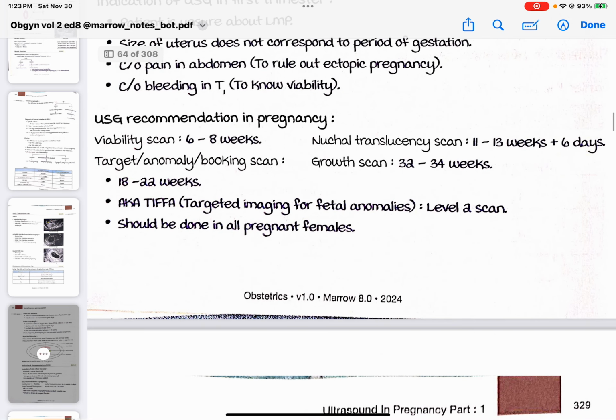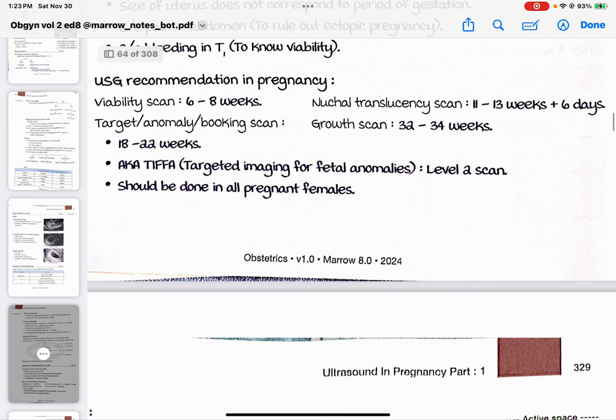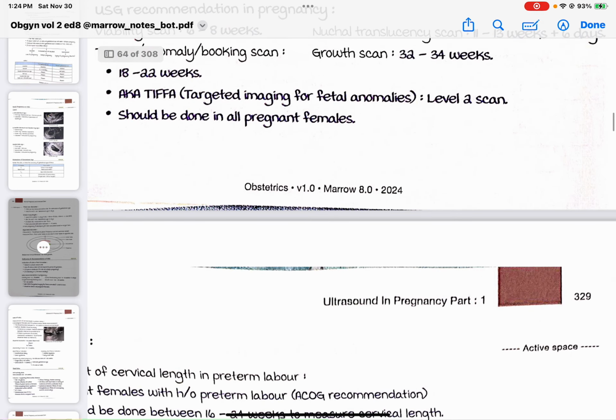Ultrasound recommendations in pregnancy. Viability scan is done at 6 to 8 weeks. Nuchal translucency scan at 11 to 13 weeks plus 6 days. Target anomaly scan, block booking scan, at 18 to 22 weeks, also known as TIFFA: targeted imaging for fetal anomalies, a level 2 scan that should be done in all pregnant women. Nuchal translucency scan 11 to 13 weeks plus 6 days. Growth scan 32 to 34 weeks.